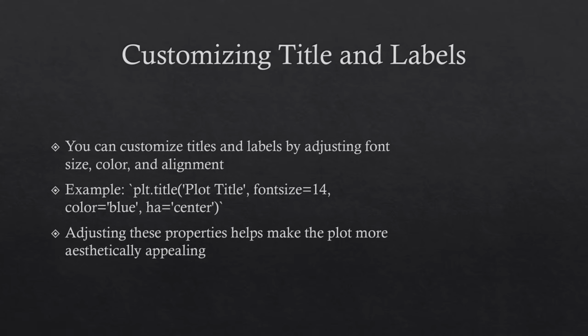You can customize title and labels by adjusting font size, color, and alignment. Example: plt.title('title', fontsize=14, color='blue', ha='center'). Adjusting these properties helps make the plot more aesthetically appealing.